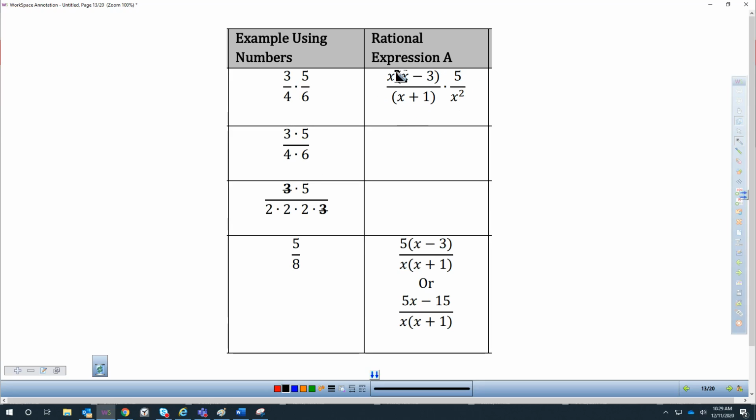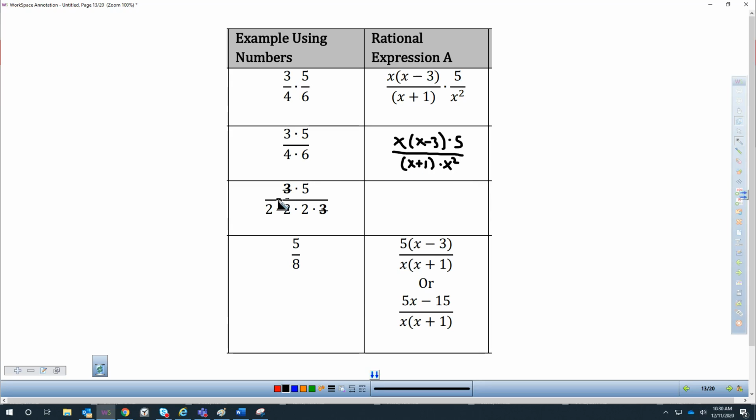Now I can do the same thing with the rational expression. I'm just going to multiply the numerators and the denominators together and get a single fraction. So I'll have x times x minus 3 times 5 on the top. And I'll have x plus 1 times x squared on the bottom.